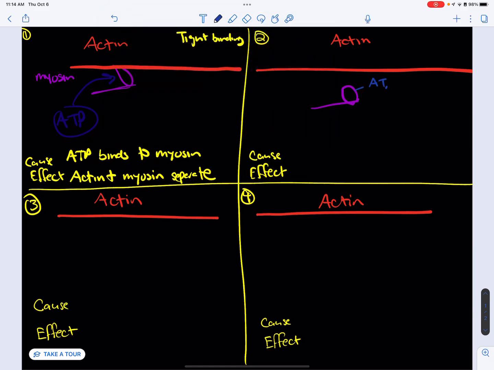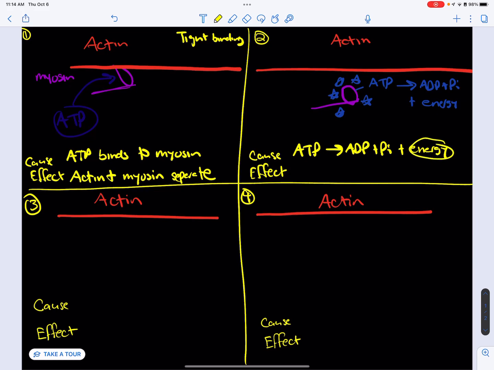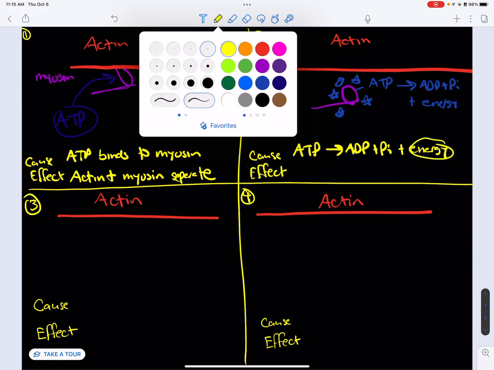Now that we've got ATP attached, what's going to happen is we go from there to ADP plus phosphate plus energy. Here's my energy that's exploding, and this is going to cause a change. ATP is broken down into ADP plus phosphate plus energy, and specifically this energy causes this to occur.